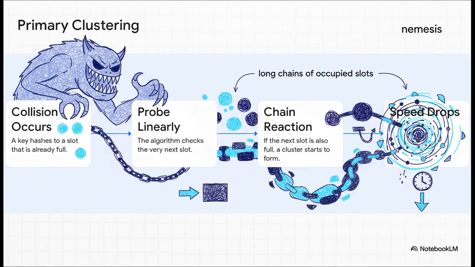Now, open addressing has its own boogeyman, and it's called primary clustering. Here's what happens. A key hashes to a full slot. So you check the next one, but it's full too, from a previous collision. And the next one is full. You end up creating these long, continuous chains of occupied slots. And these clusters are just brutal for performance. Every new search or insertion that lands there has to walk that whole long chain.